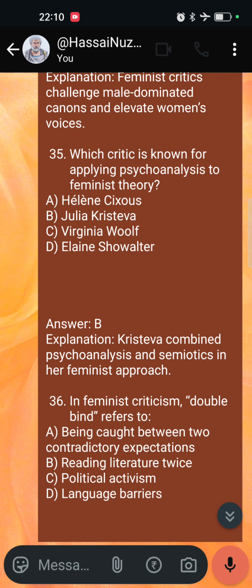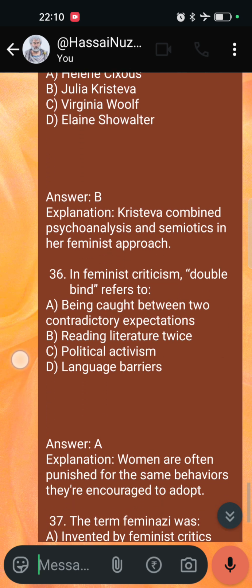36th question. In feminist criticism, double bind refers to. Answer is A. Being caught between two contradictory expectations. Women are often punished for the same behaviors they are encouraged to adopt.